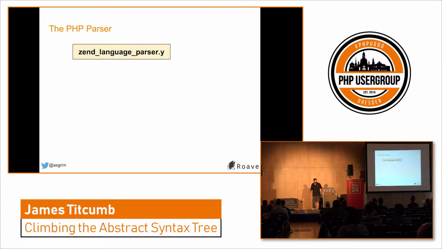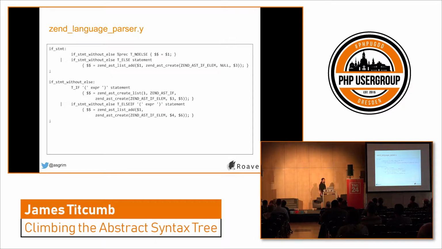The parser is the next part of the process, right? It actually works in a very similar way. We have this definition. We have zend_language_parser.y, so a slightly different letter there. And this is our parser definition. So this starts getting a little bit more complicated, but real languages are complicated.